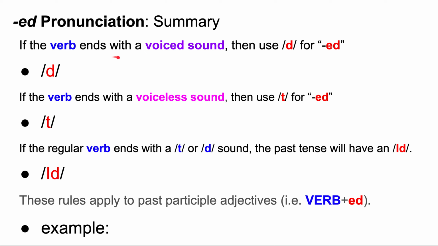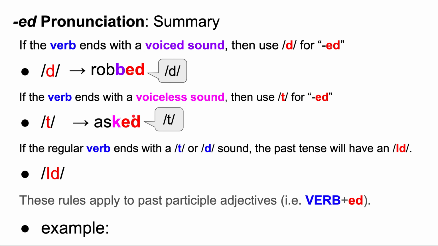So let's do a quick summary now. Remember, if the verb ends with a voiced sound, then we use d for ed. Robbed, robbed. If the verb ends with a voiceless sound, then we use t for ed. T, for example, asked, asked. And if the verb ends with t or d sounds, the past tense will have an id sound. For example, wait, waited, id.